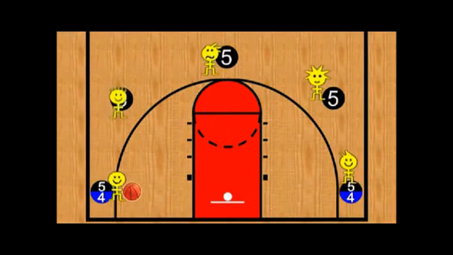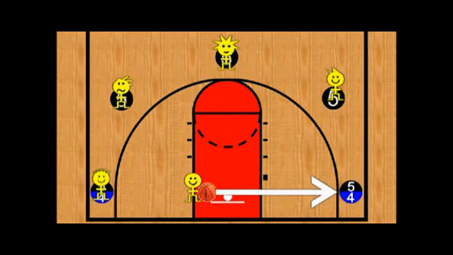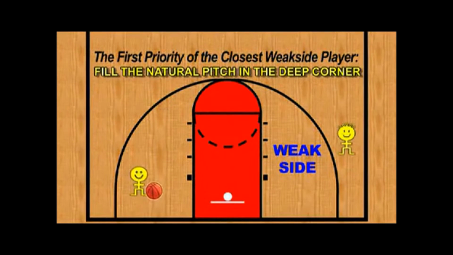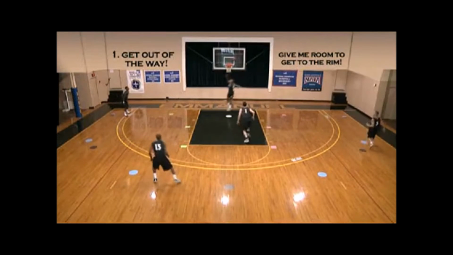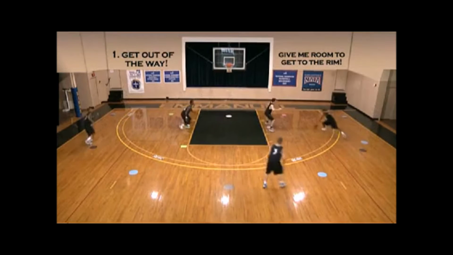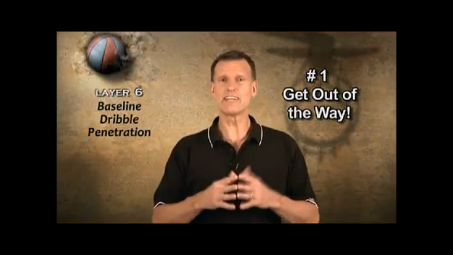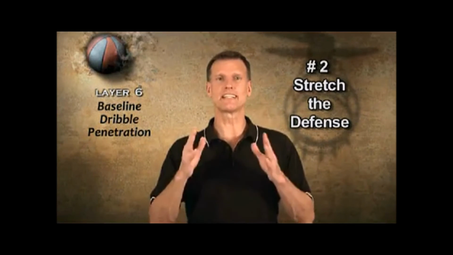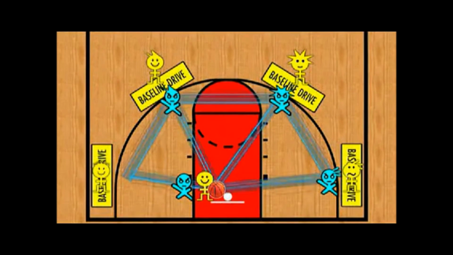Circle movement habit sends the opposite corner up to the wing, leaving the penetrator with no natural pitch. Any player on the weak side, regardless of where they're located, fills the opposite corner when a baseline drive occurs. When I drive baseline, the first thing I want is for my teammates to get out of the way and give me room to get to the rack. I don't want my teammates bringing their defenders to me. The second thing I want is my teammates' positions stretching the defense to cover the entire floor.